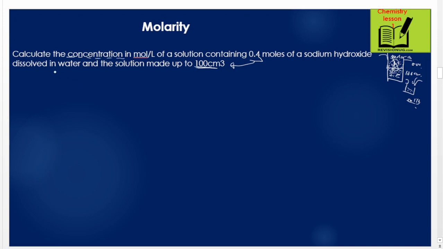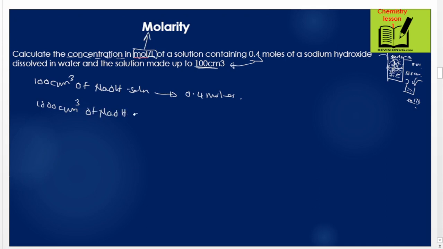It's very simple. This one says, in 100 cubic centimeters, how many moles do we have there? But my dear learner, you have to write sentences, right? In 100 cubic centimeters of a sodium hydroxide solution, there are 0.4 moles, right? Then how about 1000 cubic centimeters? Because the question is asking concentration in moles per liter, automatically what comes into your mind? Molarity. Molar of the sodium hydroxide solution.